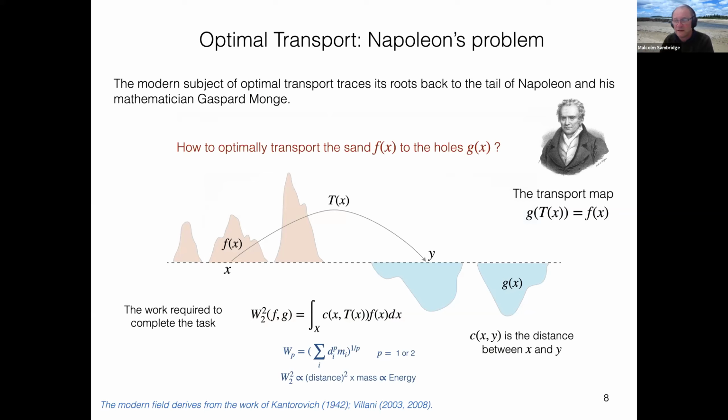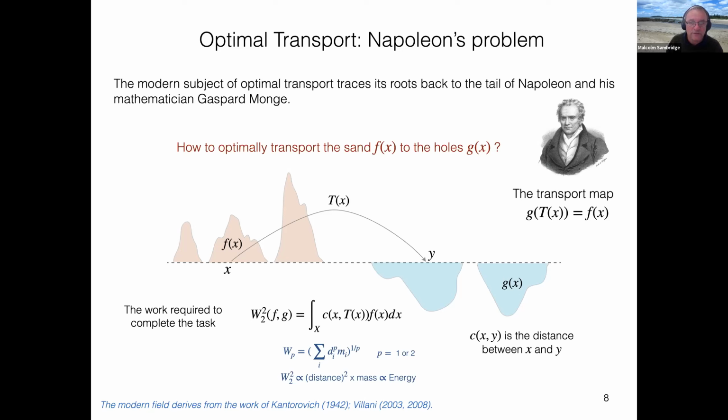I've always wanted to start a talk saying this story begins with Napoleon. And in fact, this story does begin with Napoleon. The modern subject of optimal transport traces its roots back to the tale of Napoleon and his mathematician, Gaspard Monge, a brilliant French mathematician who in the late 18th century, early 19th century, was asked by Napoleon essentially what's the optimal way to shift a load of sand. And here is an idealization of that problem.